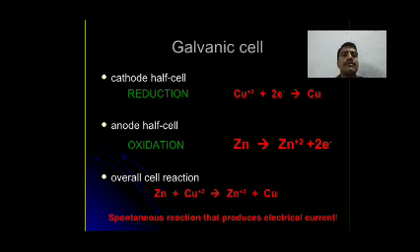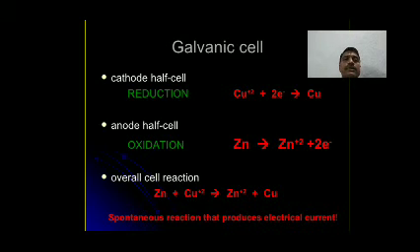Cathode. What is a cathode? In this cell, the following reactions are involved in the galvanic cell. At the cathode of the cell, CuSO4 solution acts as the electrolyte. In this electrolyte, a copper plate is arranged, and this copper plate acts as the cathode.